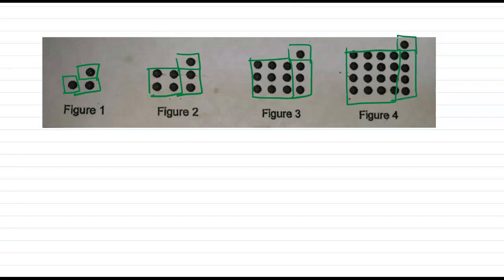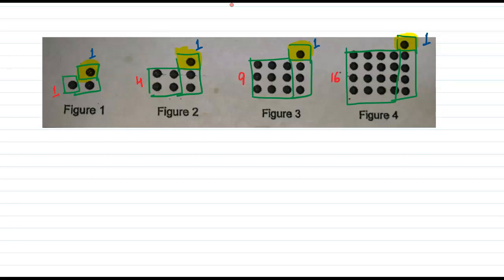Now we can see that this one is constant. It's there in each of the figures. Okay, so let's write down that 1 has to be there in every figure. Now let's see the next part. If you look at this part, you see it's 1. Then these are 4. Then 9.